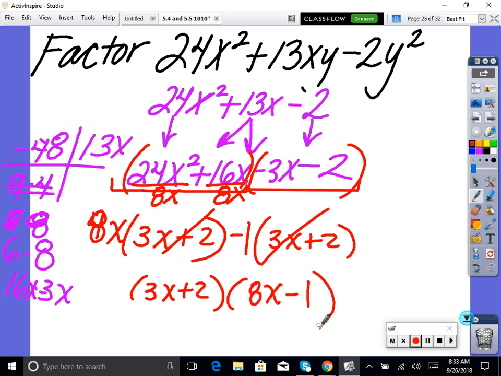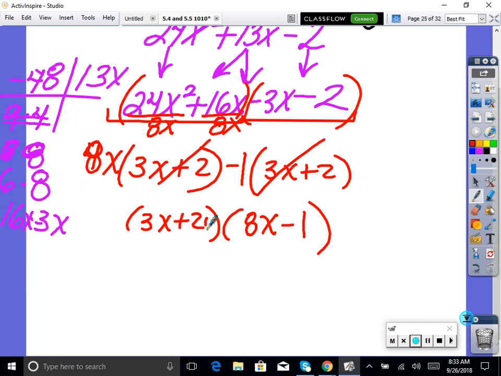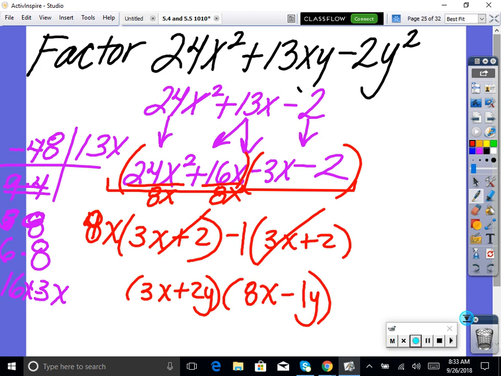Now, what about the y's? Look at the end. We have a y squared, don't we? So wouldn't it be smart to put a y here and a y here? Because a y times y would be y squared, everybody. So now I'll just say, but there was y's, so I put a y and I put a y. There's y squared, right?